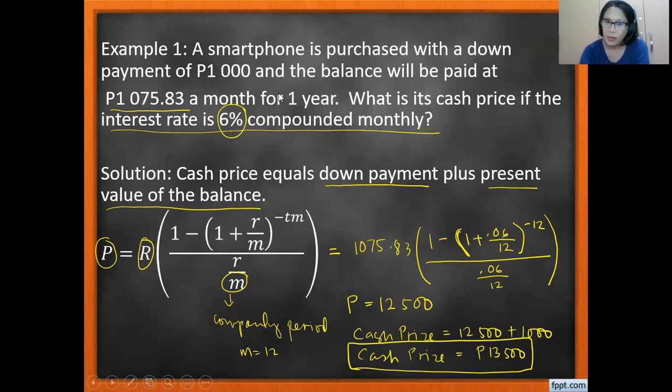Now, substituting the given in the formula, we have the value of R, 1075.83, and our M is 12. The annual interest rate is 0.06. Placing all of this in your calculator, rounding off to two decimal places, we will come up with 12,500. The cash price, which is what is asked in the problem, is the sum of the down payment and the present value of the balance. This leads us to a cash price equal to 13,500.